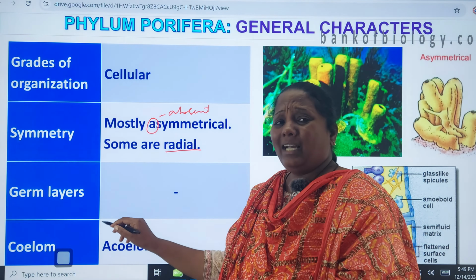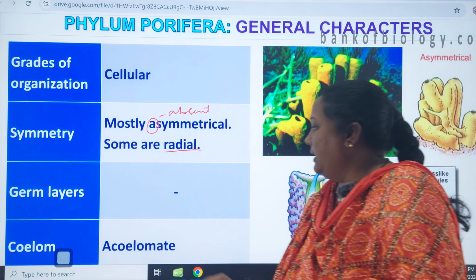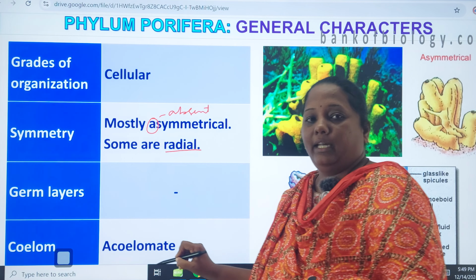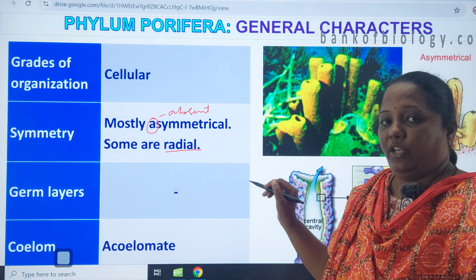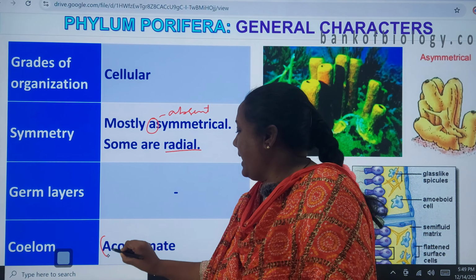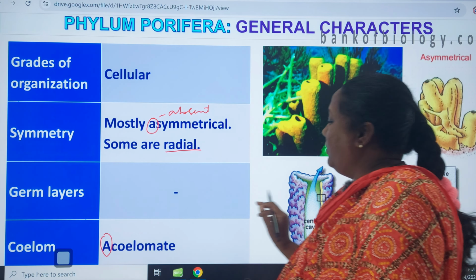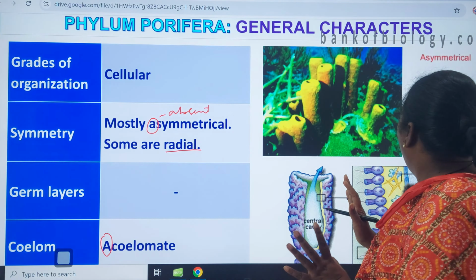Next, when coming to germ layers, in the poriferans, the germ layers are absent. Okay, next coelom. Here, in the Porifera, the coelom is acoelomate. Here, same, A is nothing but absence. Here, the body cavity is absent. So, here, the coelom is acoelomate.